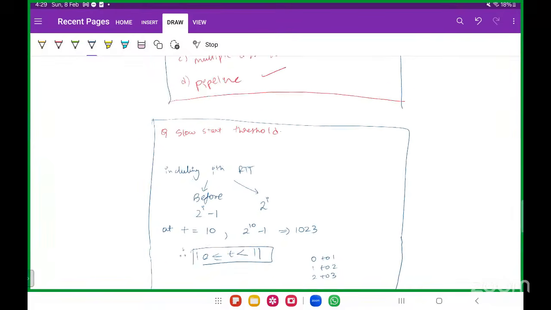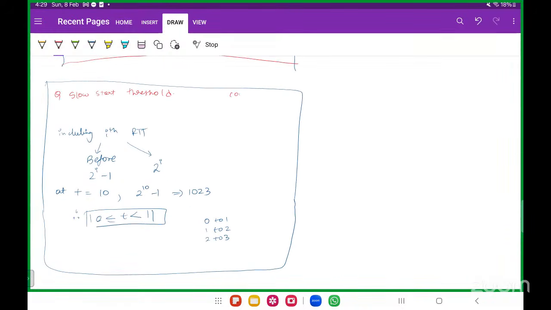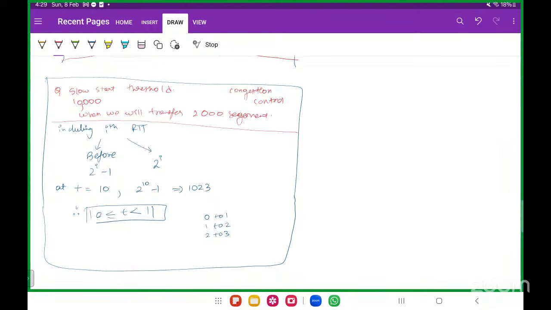There is one problem of congestion control. They have given the threshold value as quite high, 10 to the power 4. Start with one segment, and one RTT is 1 millisecond. They have asked in which RTT the 2000th segment will be transferred. So the simple formula is: before the ith RTT, you will have sent 2 raised to i minus 1 segments.